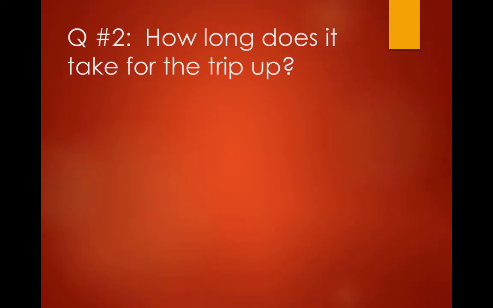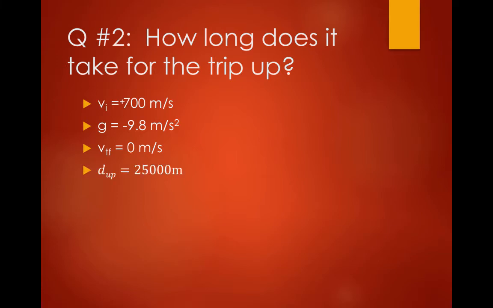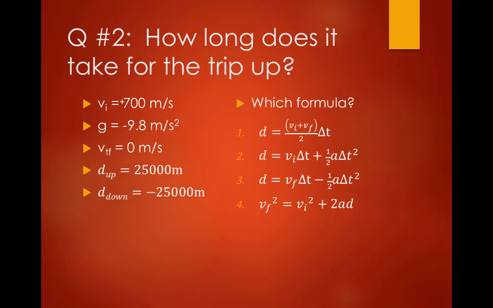Question number 2. How long does this trip take? Here are the initial values given, Vi, g, and velocity to the top final. We now have calculated distance up and distance down. Which kinematic equation do we use? 1, 2, 3, or 4? We know initial velocity, final velocity, distance up, and gravity, which means 1, 2, and 3 may be used. 4 does not include time in this equation, so we can't use it to directly solve for t.